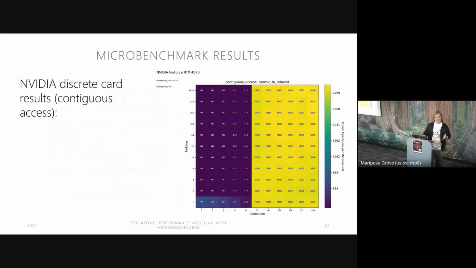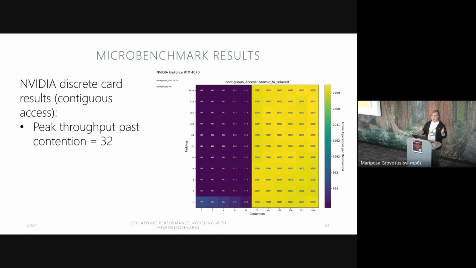Another case study, Nvidia. This is an Nvidia GeForce RTX 4070. This is an interesting graph. We've spent a lot of time talking about this graph. You get peak throughput past contention 32. You will also remember, if you've worked with NVIDIA GPUs, that NVIDIA warp size is 32.